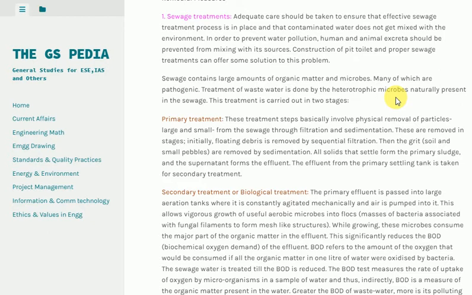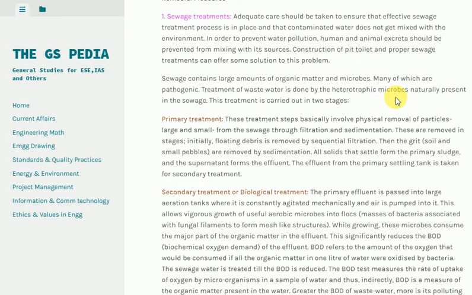The sewage water is treated till the BOD is reduced. The BOD test measures the rate of uptake of oxygen by microorganisms in a sample of water and thus, indirectly, BOD is a measure of the organic matter present in the water.